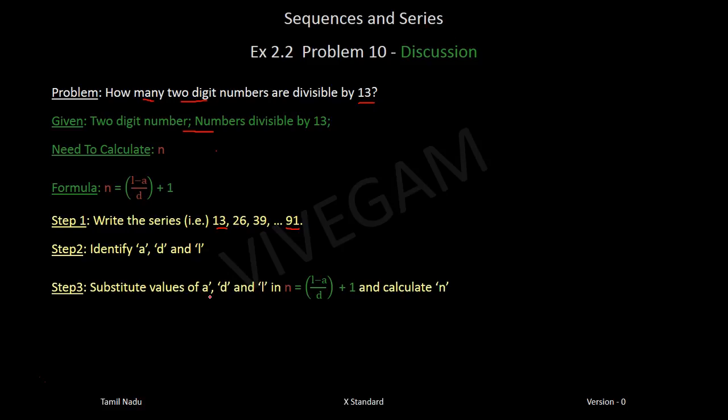Then substitute the values of A, D and L in the formula n equal to (L minus A) by D plus 1 and calculate n. So that it will be 91 minus 13 divided by 13 plus 1 will give you the value of the number of terms in the series. You understood? So the key is to identify the series, right? So pause the video here and try to do the problem on your own. After doing, come back and check your working against our solution.